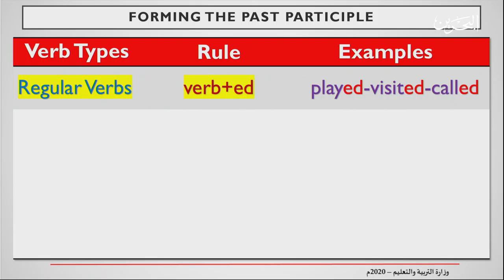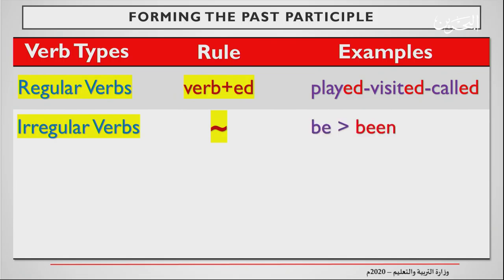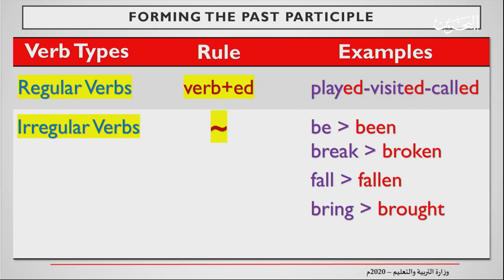But we also have a different category. It is irregular verbs, where we do not have a simple rule. Just like be becomes been, it changes totally. And then break, broken. Fall, fallen. Bring, brought. Cost stays the same, cost.